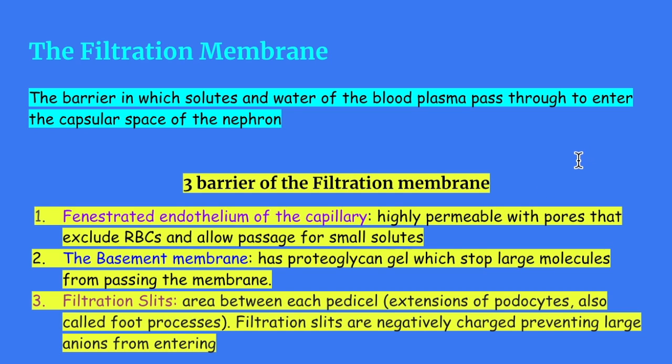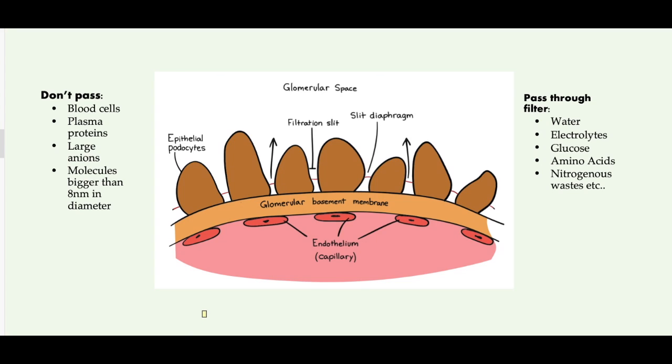Now let's move over to the ThinkPad to really understand what the filtration membrane is. This picture represents the anatomy of the filtration membrane. As we talked about, the 3 barriers of the filtration membrane are our fenestrated endothelial capillary, our glomerular basement membrane, and our filtration slit. The filtration slits are the space between each foot process of the podocytes.